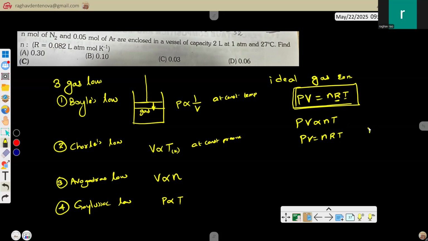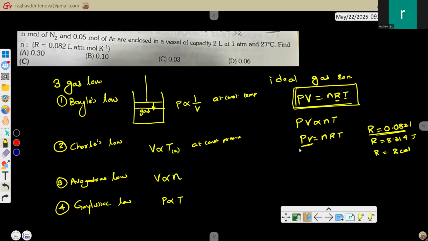R has multiple values. If we take pressure in atmospheres and volume in liters, we use 0.0821. If we take this in joules, then the R value would be 8.314 joules. If we take this in calories, the R value would be 2 calories. In this question, they have given you the R value as 0.0821, which we are going to use. Okay, fine. Now let us come to the question.